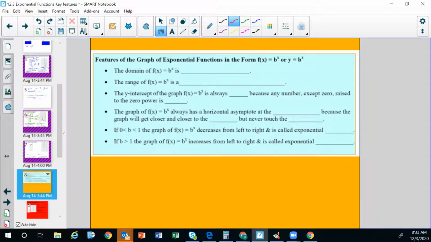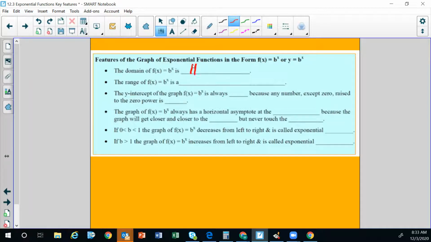Okay. Now let's look at this here. So the domain of an exponential function f of x equals b to the x, what is the domain going to be? All real numbers, right? All right. So all real numbers, negative infinity is less than x is less than positive infinity, right? And the range is going to be y is greater than 0.